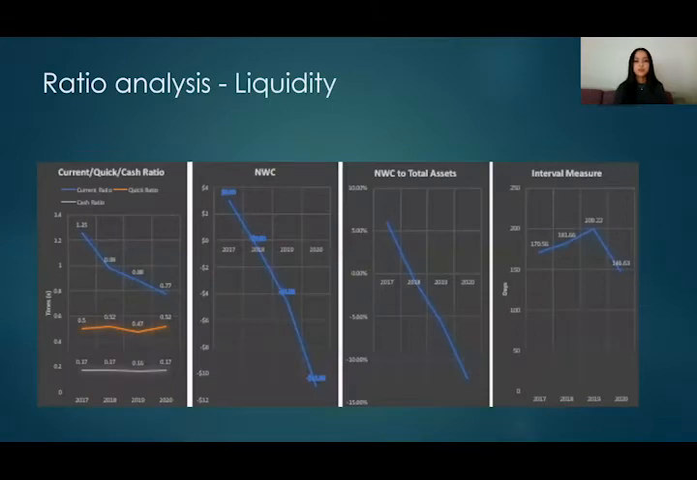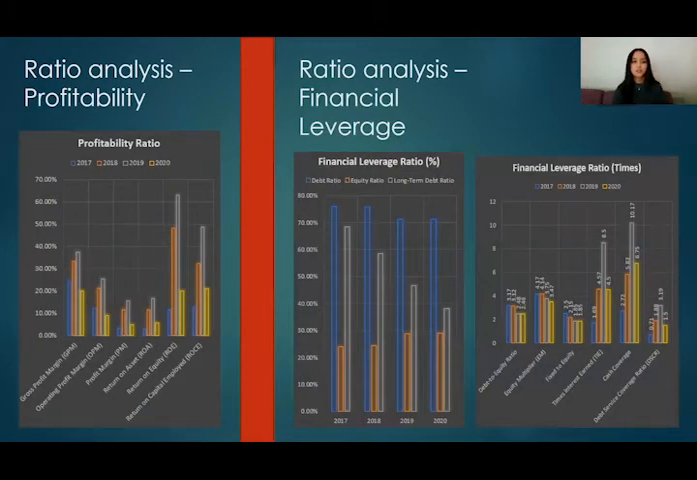Next, we will discuss the financial ratio analysis, starting with liquidity. As we can see in the first graph here, Delta generally has low current, quick, and cash ratios, which remain below 1. In the second and third graphs, it is notable that net working capital is negative from 2018 to 2020. This indicates that there are short-term liquidity problems. Next, we will look at profitability.